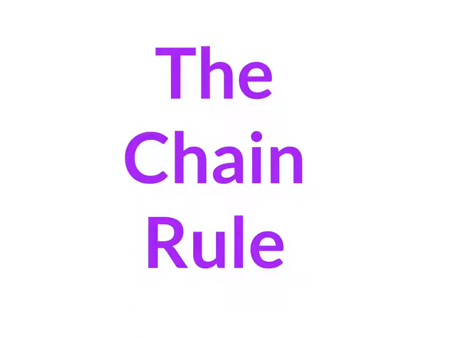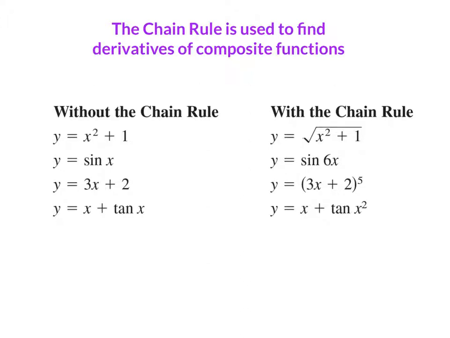In this video, we're going to talk about the chain rule. The first thing to know is that the chain rule is used to find derivatives of composite functions. And here we have some examples of functions that don't require the chain rule and those that do.